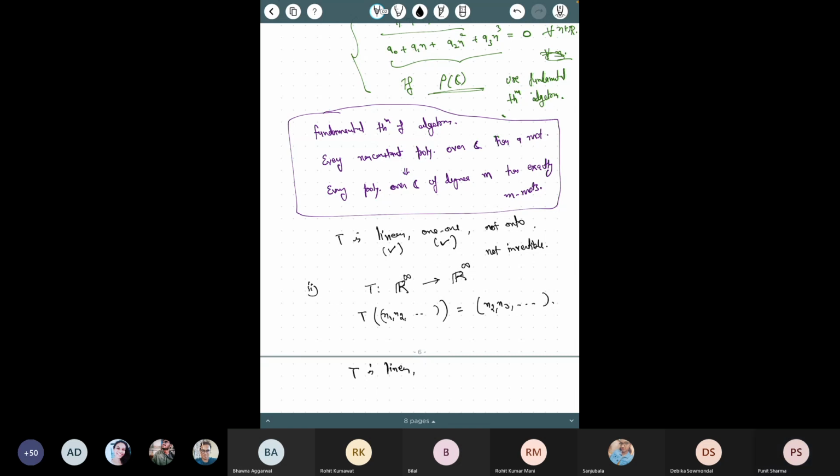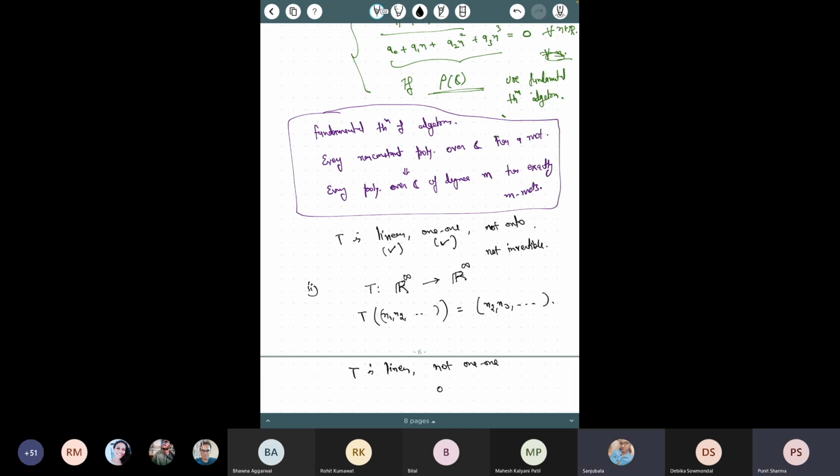How about one-oneness? Is it 1-1? No, sir. Why is it not 1-1? Because x1 is arbitrary, so two different elements map to the same image. You can take any value for x1 and keep the other elements the same, and they give the same image.